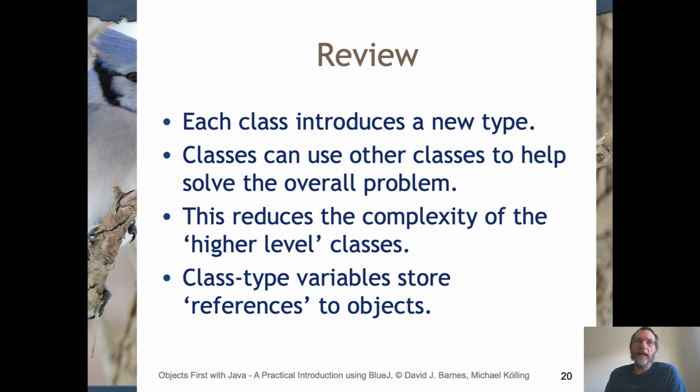We've seen that each class that we define introduces a new type, and therefore we can use classes to help us define higher level classes. So we can think of the number display as being a relatively low level class that allows us to create a higher level class, a class at a higher level of abstraction in the form of the clock display class. So those lower level classes reduce the complexity of the higher level classes.